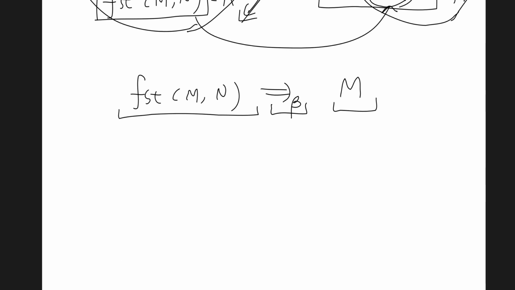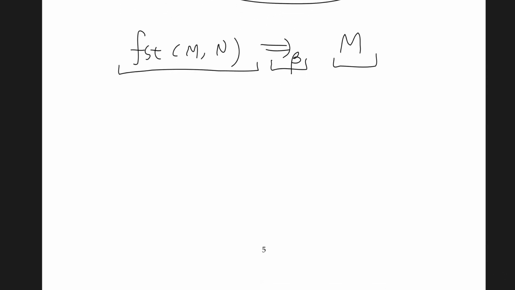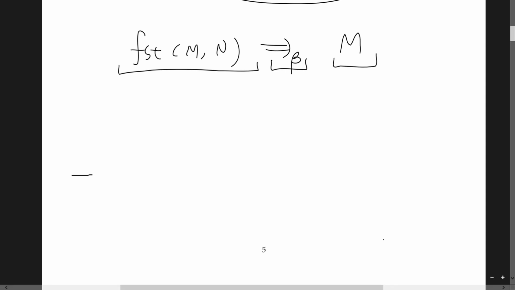So for example, in the case of implication, you start with a proof term of A implies B. So this is the implication introduction rule. So you have lambda abstraction.